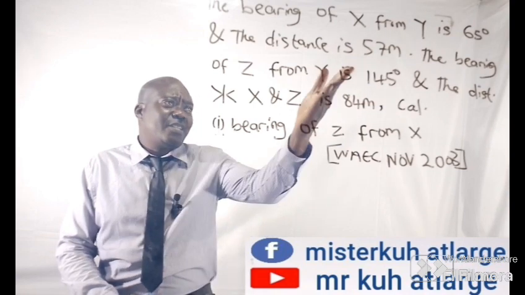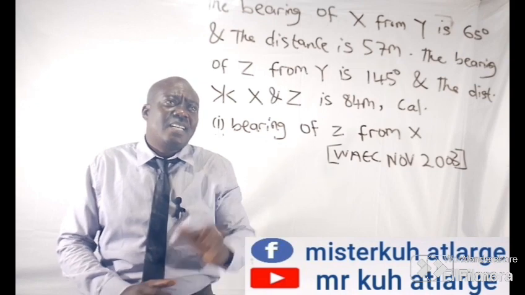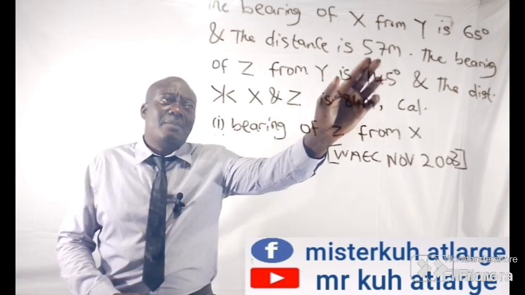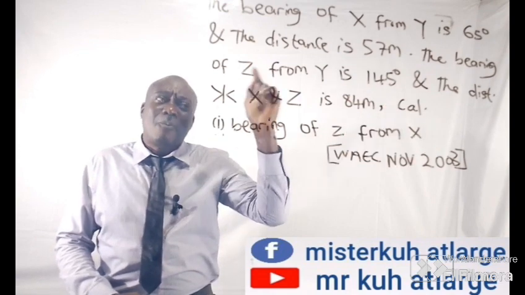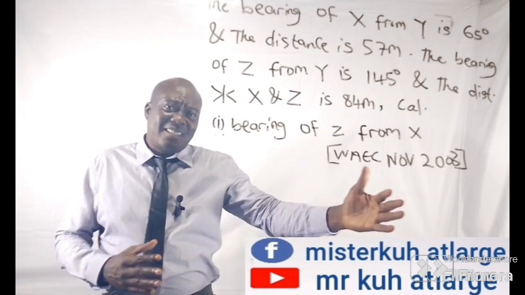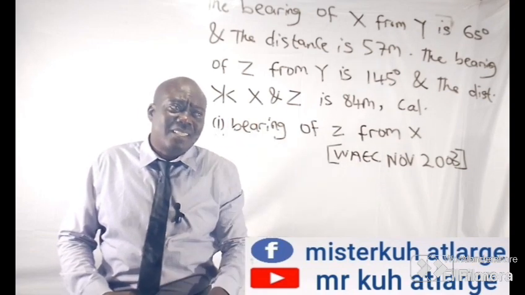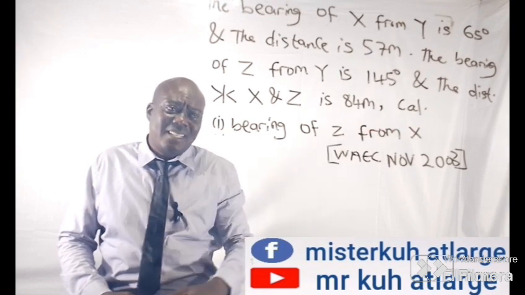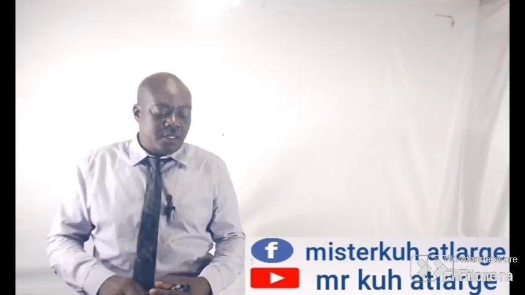The bearing of x from y is 65 degrees and the distance is 57 meters. The bearing of z from y is 145 degrees and the distance between x and z is 84 meters. Calculate the bearing of z from x.